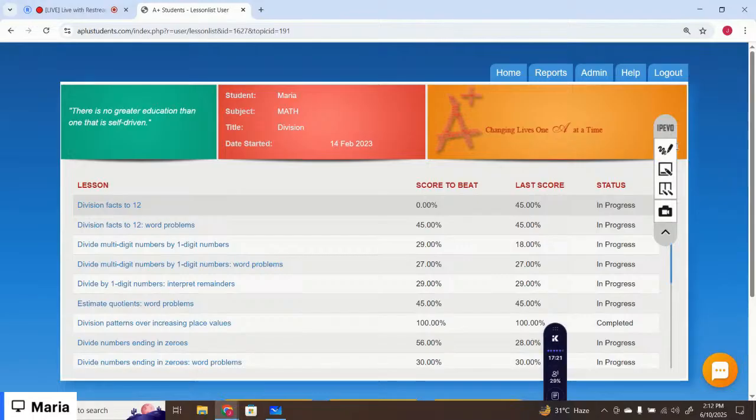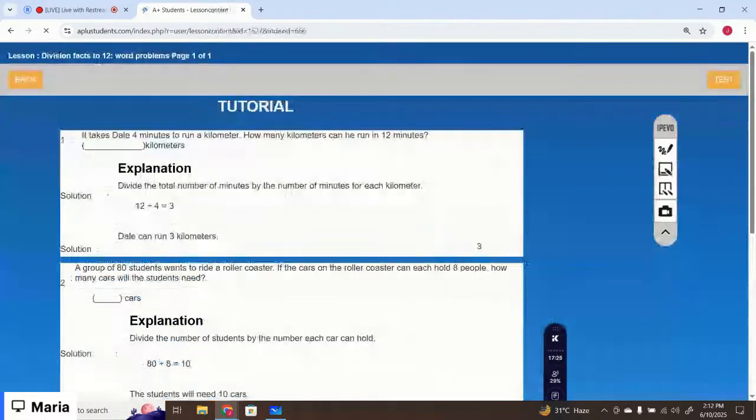Division facts to 12 word problem. It takes Dale 4 minutes to run a kilometer. How many kilometers can be done in 12 minutes?